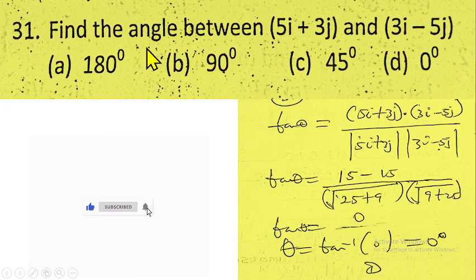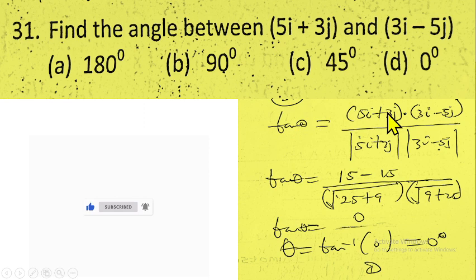Question number 31, you have to find the angle between this vector and this vector. So to find the angle between two vectors, we have a cos theta, not tan theta. Please pardon me for this error. This is cos theta, not tan theta.